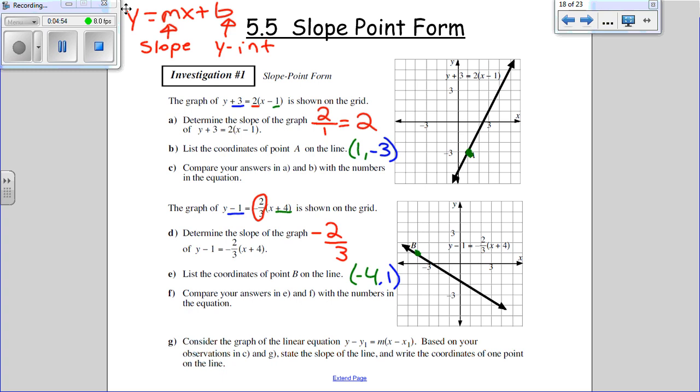The fact that these numbers keep appearing in the same spot is not a coincidence. The slope is always the number outside the brackets. The x value from your random point is always the number inside the brackets with the x. And the y value is always the number that's beside the y on the other side of the equation.